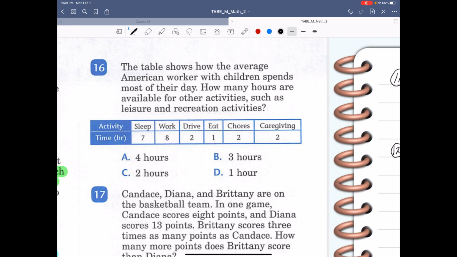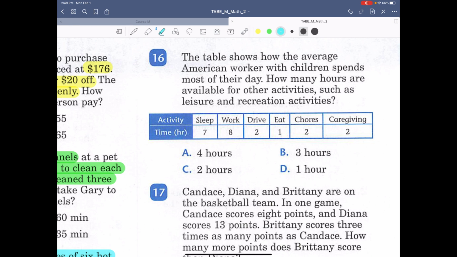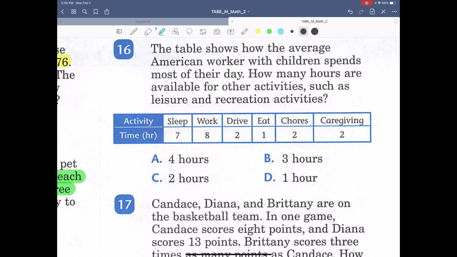Number 16. The table shows how the average American worker with children spends most of their day. How many hours are available for other activities, such as leisure and recreation activities? So when I look at this table, I see that the activities listed are sleep, work, driving, eating, chores, and caregiving. And then the hours are listed there. So the first thing I'm going to do is add up the hours that are already taken.